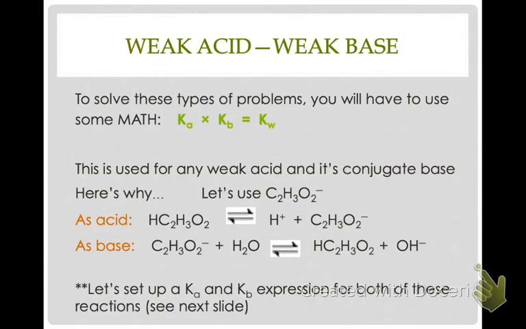To solve these types of problems, you will need a calculator and you will have to use some basic math. The equation that we're going to be working with is Ka times Kb equals Kw. And if you remember from past lessons, Kw is H plus times OH minus, or hydrogen ion concentration times hydroxide ion concentration. And we talked about that earlier in this unit.